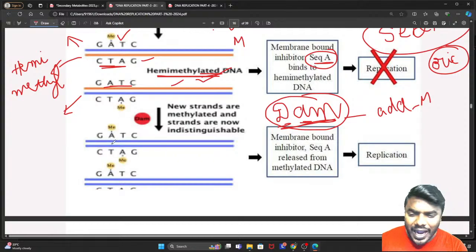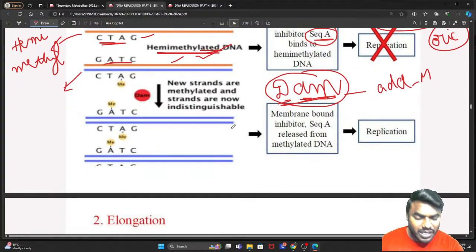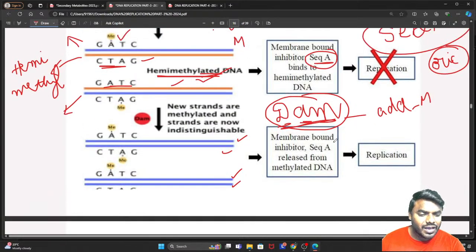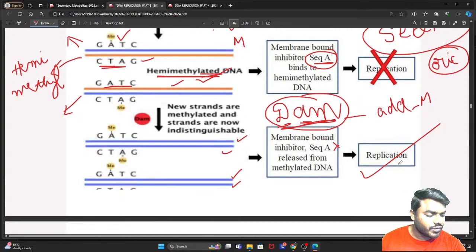So friends, after some time, the hemimethylated DNA, which is generally the daughter strand, also becomes like the parent strand. Now we cannot differentiate which is the parent strand and which is the daughter strand. At that time, the membrane bound inhibitor SeqA will be released. Then the second round of replication can start very easily.